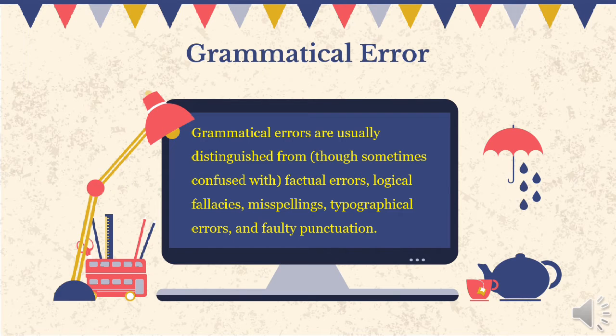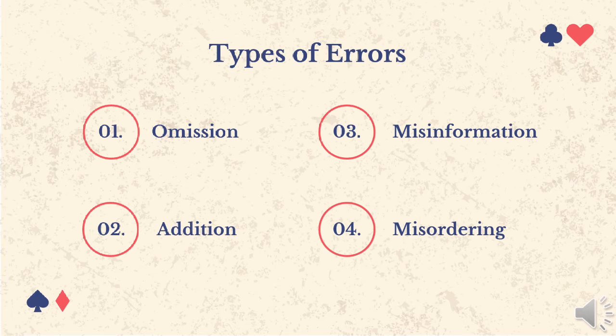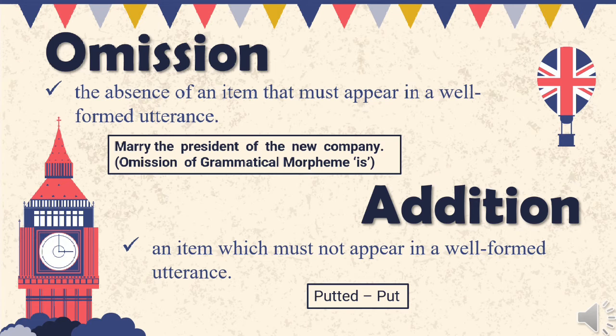Now, let me explain to you what a grammatical error is. Grammatical errors are usually distinguished from factual errors, logical fallacies, misspelling, typographical errors, and faulty punctuation. There are 4 types of grammatical errors in the English language. The first one is omission. The second one is addition, followed by misinformation and misordering. Let's look at the first type of grammatical errors, omission.